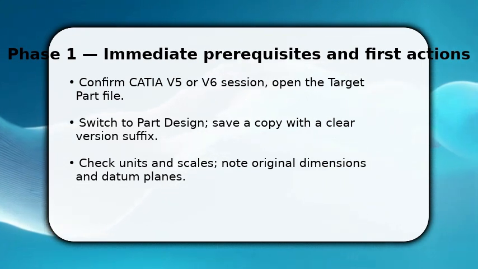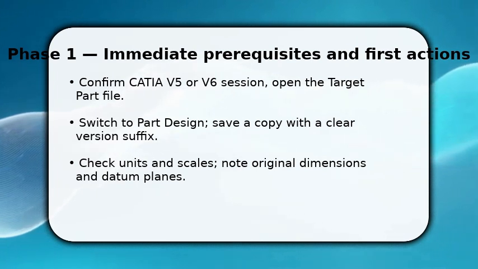Next, inspect datum planes and feature history so you know what to scale and what to leave. Make sure any assembly constraints or external references are noted. Otherwise, scaled geometry can break mates.